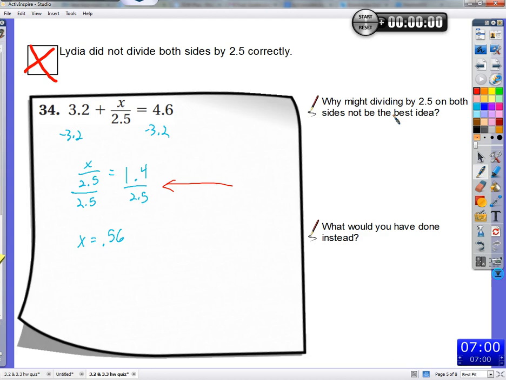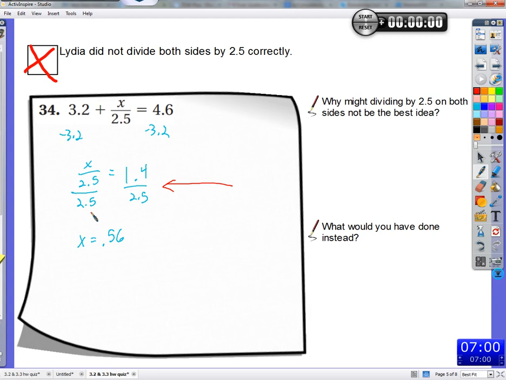Because it won't cancel out the 2.5. It wouldn't cancel out that division by 2.5. Dividing this by 2.5 does not cancel out the 2.5. Common mistake, right? Maybe because we're not quite sure what to do, but we do know that if it was 2.5 times x, then we would divide by 2.5, and for lack of anything else better to do, just go ahead and do that and hope for the best, right?